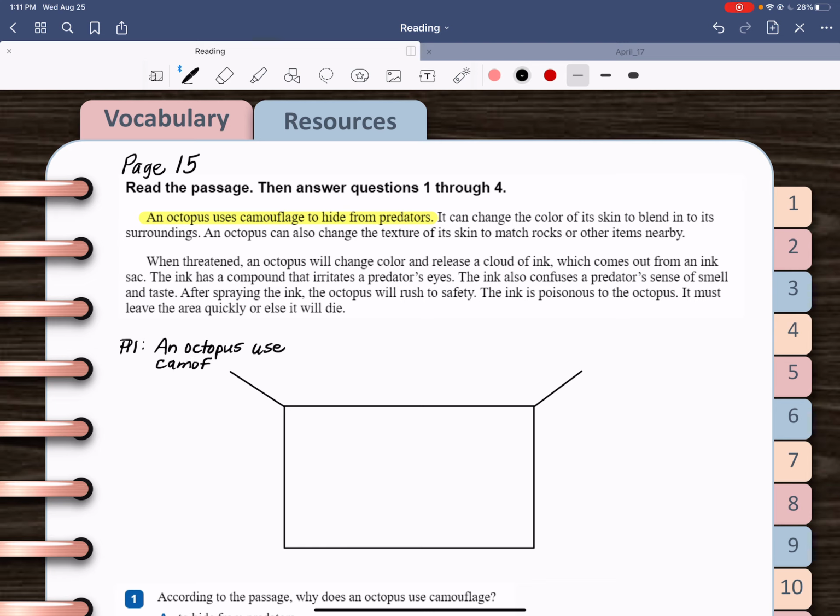is a tough word. If you don't know what that means, and I always misspell it, I always forget that U, camouflage. If you don't know what camouflage means, I would take the time to look it up. We're going to define it, but an octopus uses camouflage to hide. So we know it's a mechanism to hide from its predators.